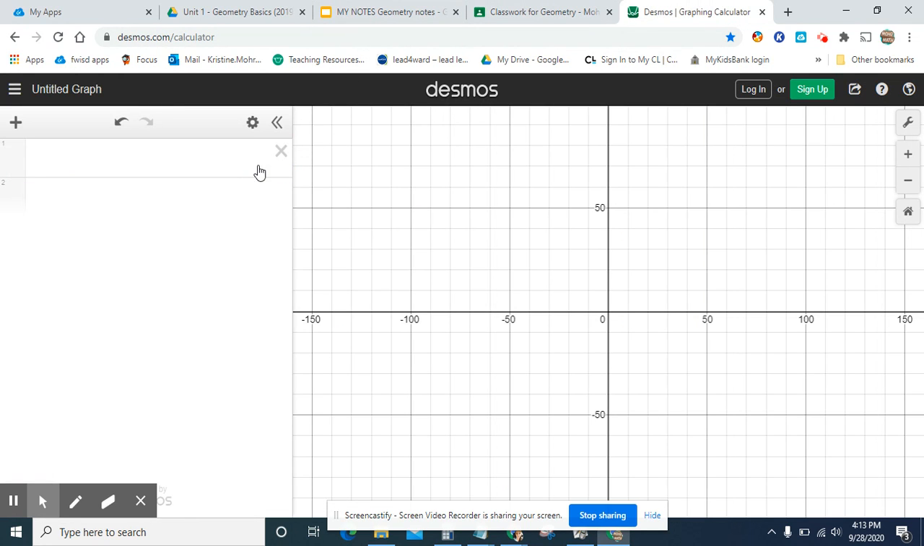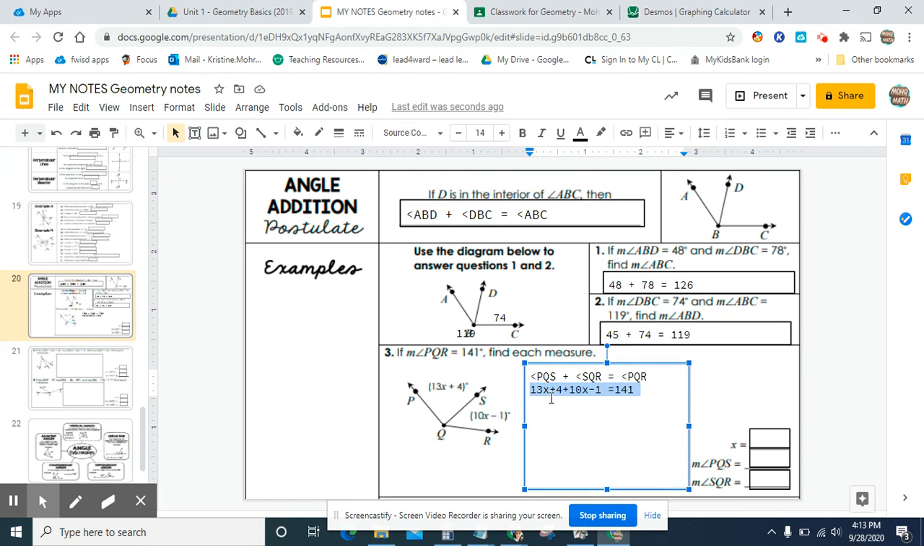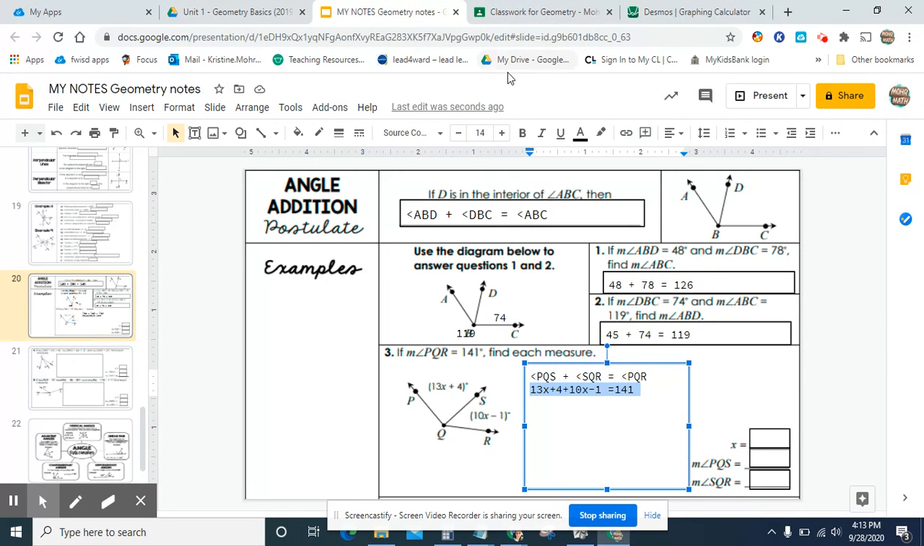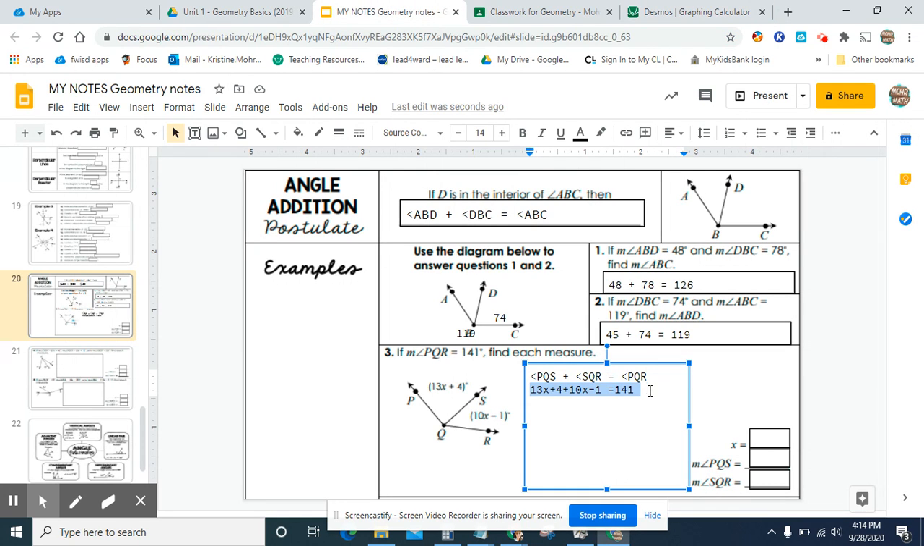Then we can do the same thing: highlight and go into our calculator. Oops, I don't know why it does that sometimes. I think it does that for you guys too. 13x plus 4 plus 10x minus 1 equals, what was it, 141? Yeah. So our answer, oh, I forgot the x here, is 6. So x equals 6.